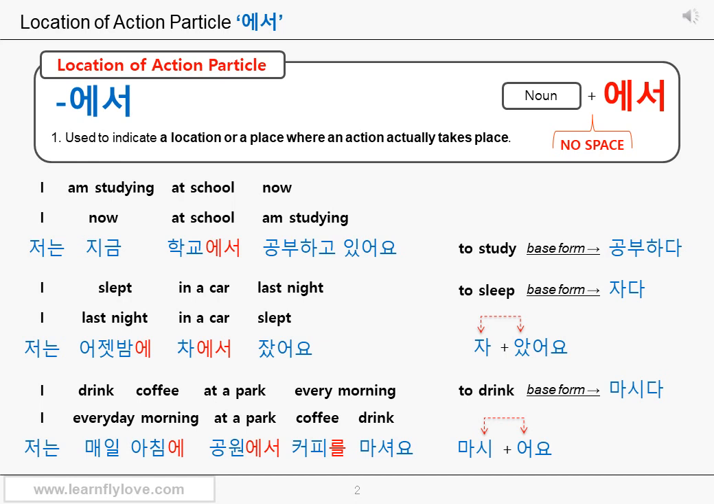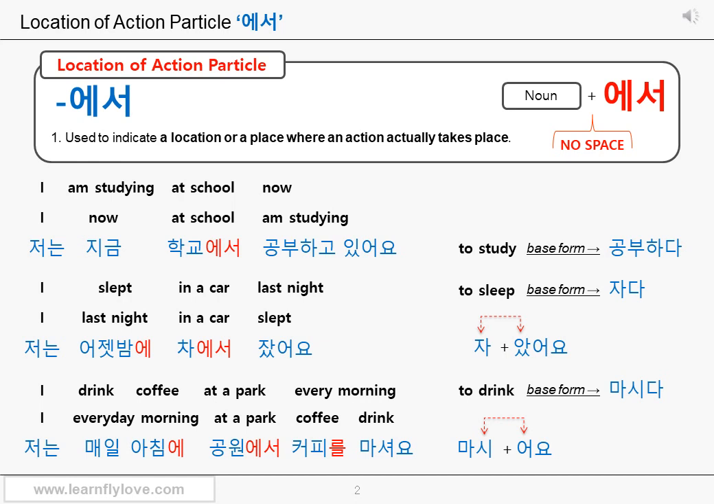저는 every morning or every day in the morning, 매일 아침에, at a park, 공원에서, 커피를, drink, 마셔요. 저는 매일 아침에 공원에서 커피를 마셔요. Now I put the particles in red, but I will not do this forever, so please try to get used to these particles. As I said, the Korean language is all about particles and endings, and I am not even exaggerating.